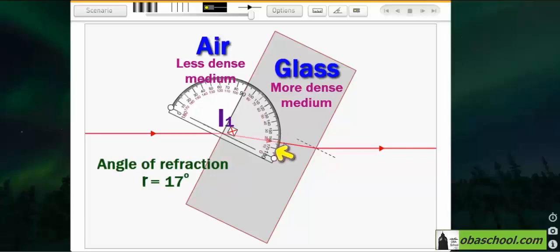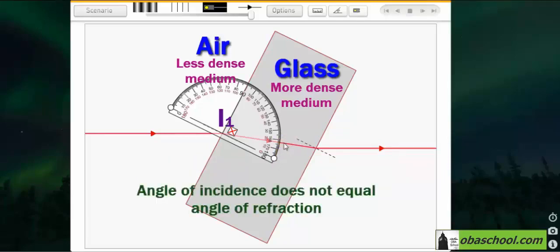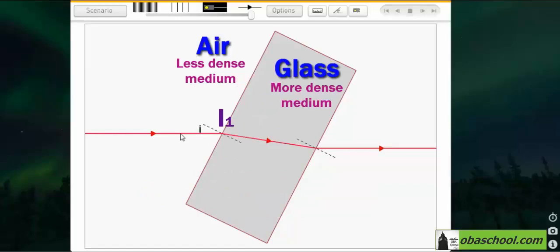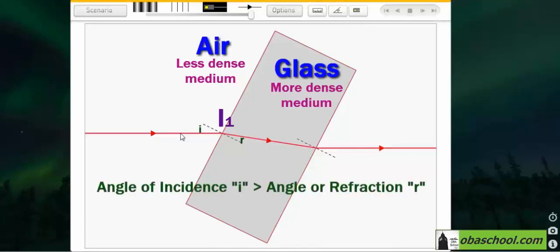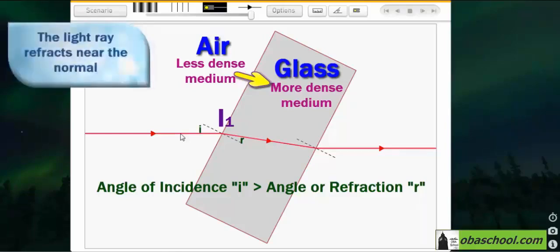You will recognize that the angle of incidence is not equal to the angle of refraction. They are not vertically opposite angles, as you can see. There's a refraction. So, to conclude the first side, the angle of incidence I is greater than the angle of refraction R, and that's why we say that the light ray will refract near to the normal when passing from a less dense medium to a more dense medium.